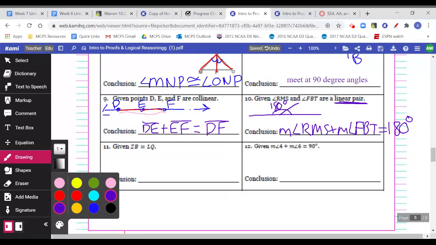Looking here at number 11, trying to figure out some conclusion I can draw from this one. I'm given that ZB is equal to LQ. So if they're equal, they're the same. I could also say that they are congruent, right? I could mark that they're both congruent to each other. So that's the conclusion I'm going to make. I'm going to say that ZB is congruent to LQ. And that's just by the definition of congruence. If two things are equal, they're the same size, same shape, they're going to be congruent.